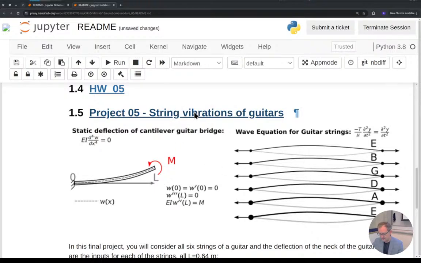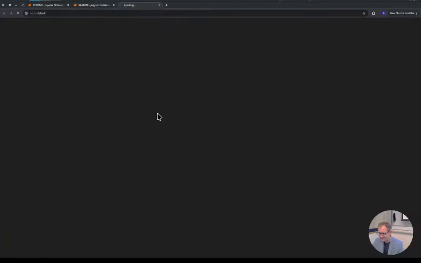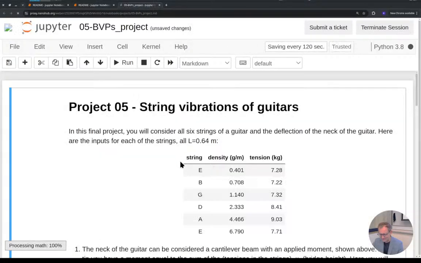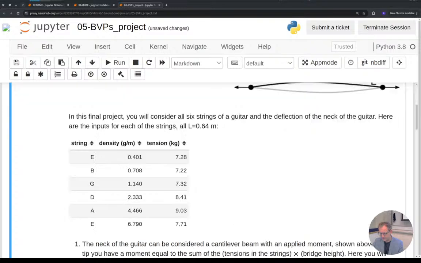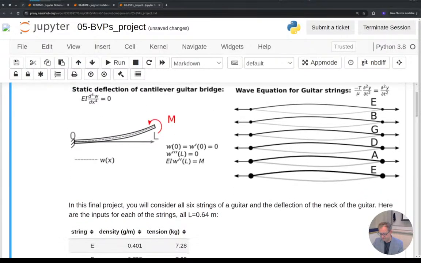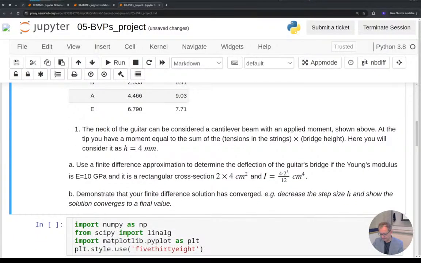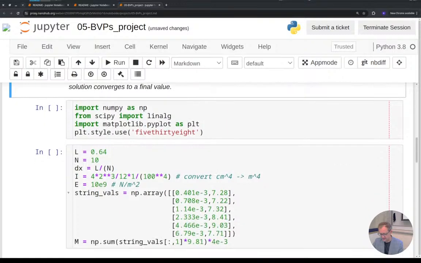All these guitar string vibrations. Morning. Scared her off? I think so, yeah. Let's see, what do I have here?